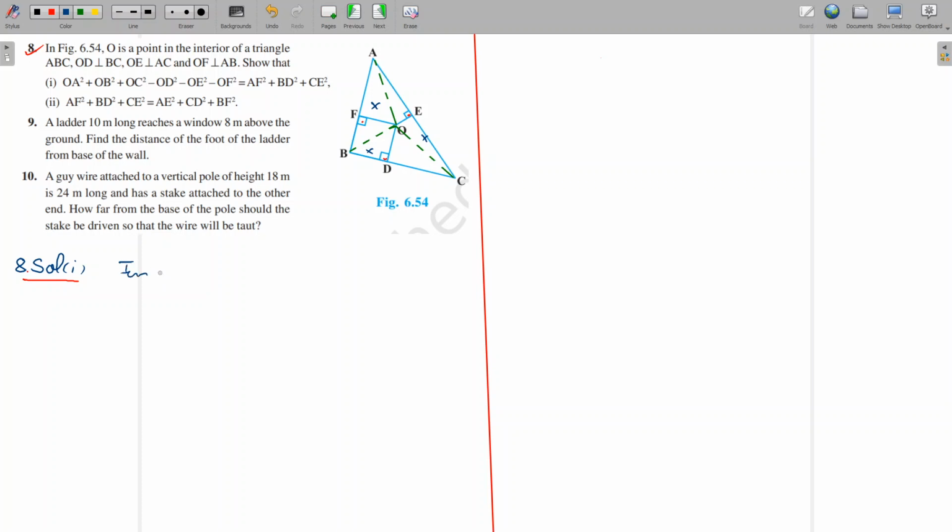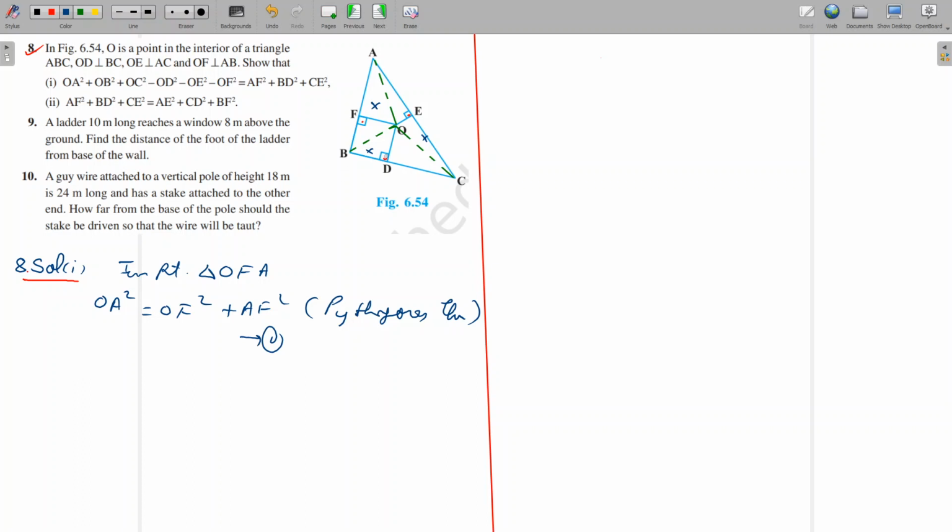In right triangle OFA, we'll have OA square equal to OF square plus AF square using Pythagoras theorem. Why is it so? Because angle F is 90 degrees and opposite to 90 degrees is always the hypotenuse. So OA will be the hypotenuse. Let this be 1.